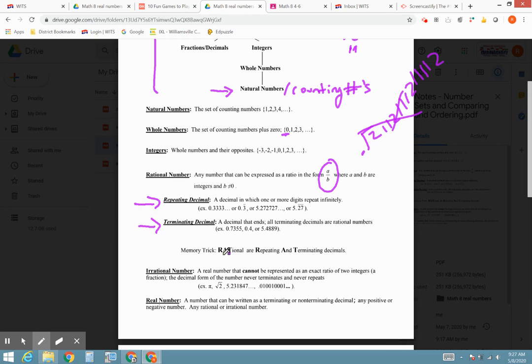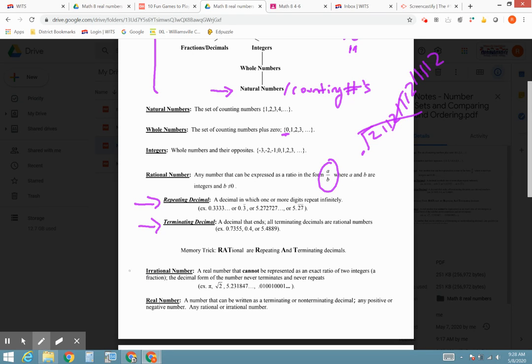So we remember a trick for rational: we say repeating and terminating decimals. Okay, and you can always check on your calculator. You could put the decimal in and hit the fraction decimal button. If it changes into a fraction, then it's rational. If the calculator gives you back the decimal, it means it can't be changed into a fraction, therefore being irrational.